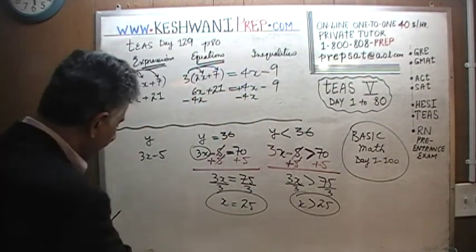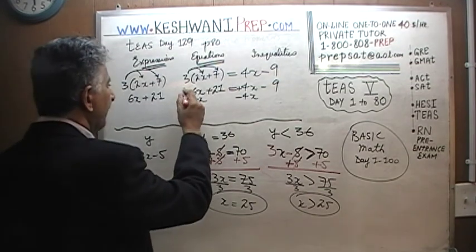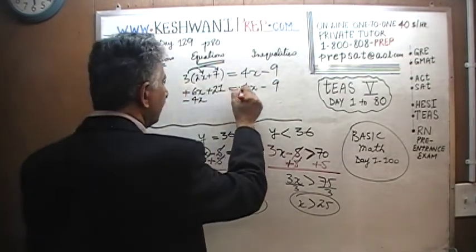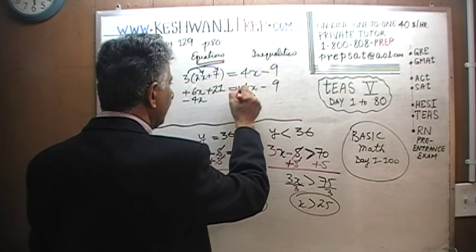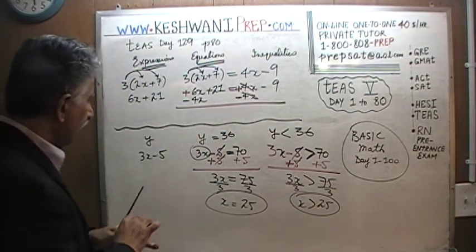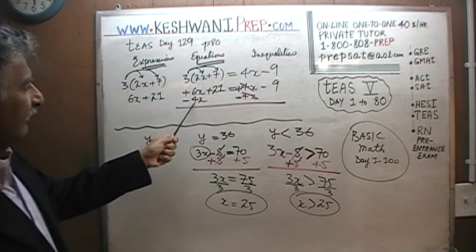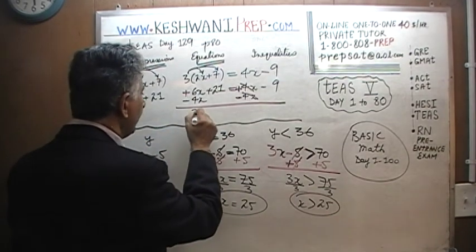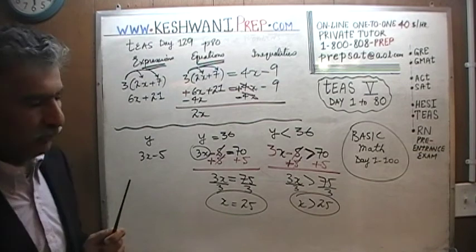And as you subtract 4x, this 6x has a positive sign in front of it. This one has a positive sign in front of it. This positive and a negative, they're going to kill each other. And here, we end up with 6x minus 4x, which is 2x.